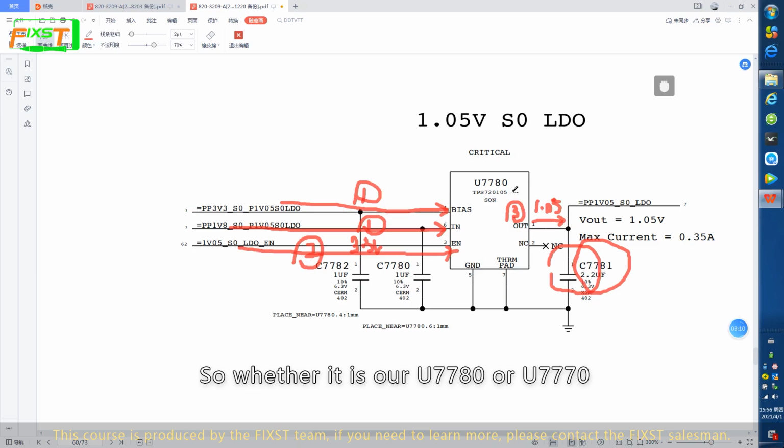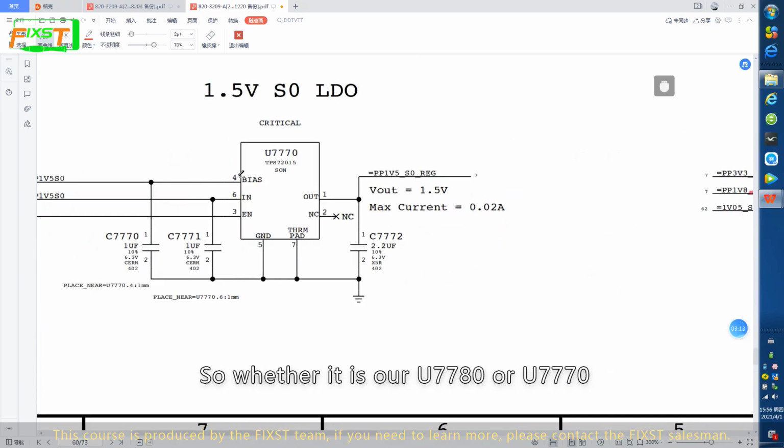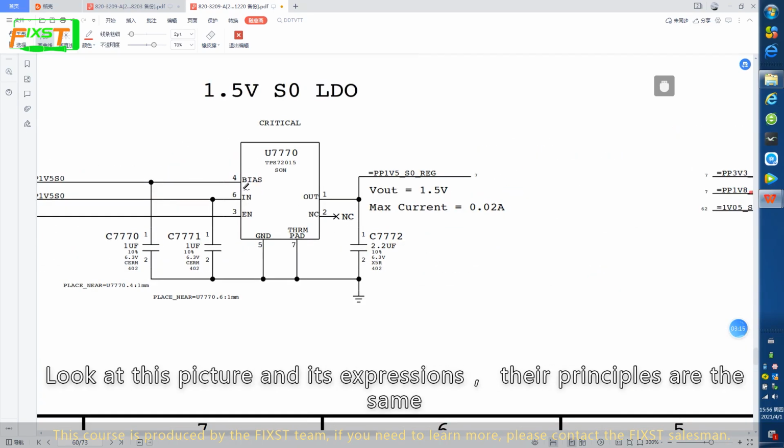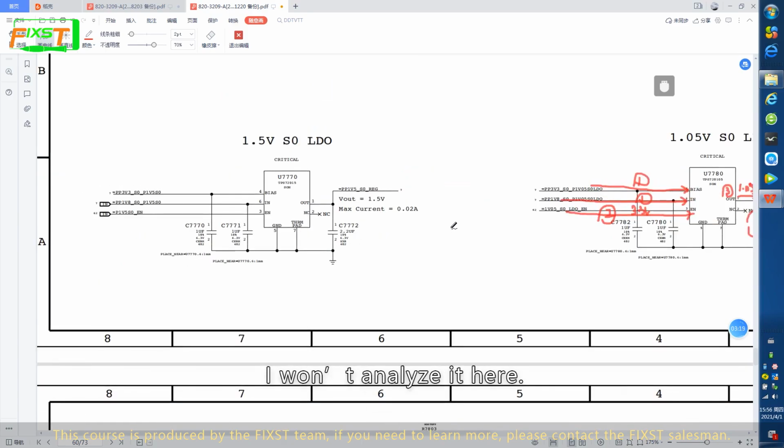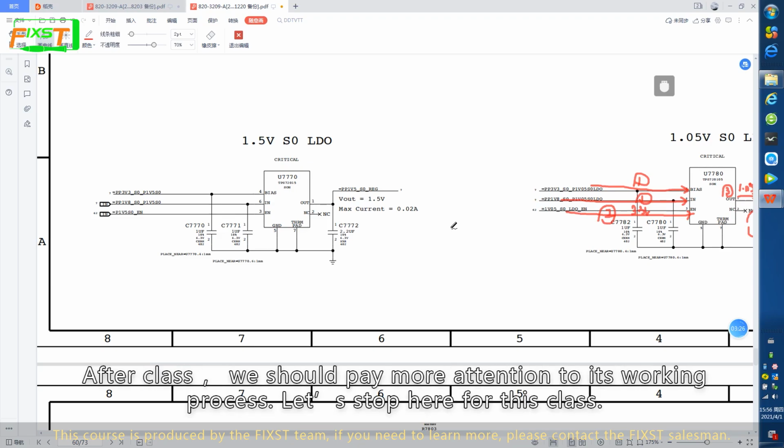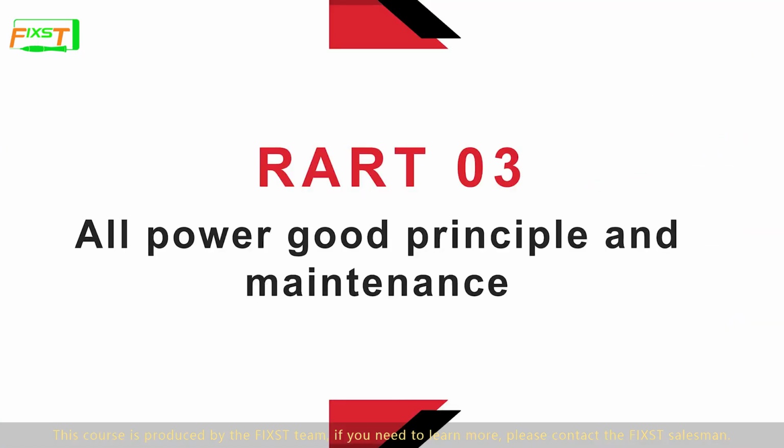So whether it is our U7780 or U7770, look at this picture and its expression, their principles are the same. I won't analyze it here. This is how the power supply of the bridge works. After class, we should pay more attention to its working process. Let's stop here for this class.